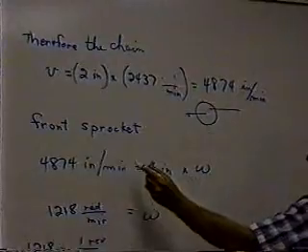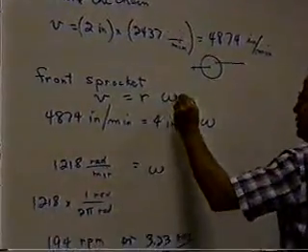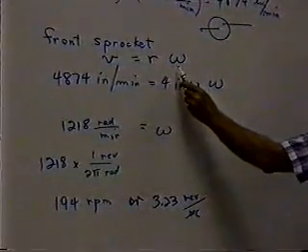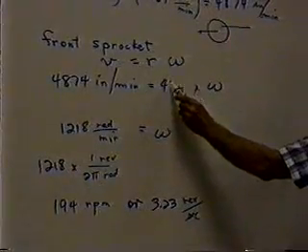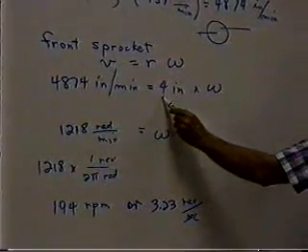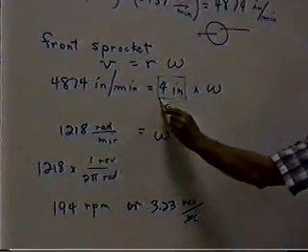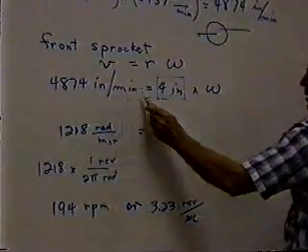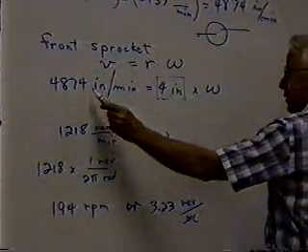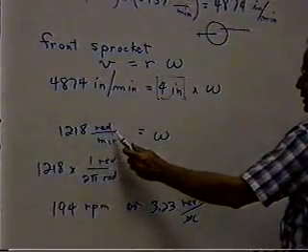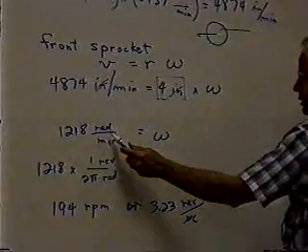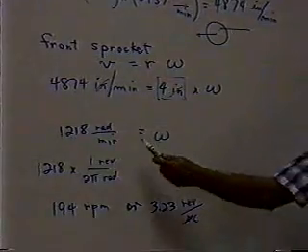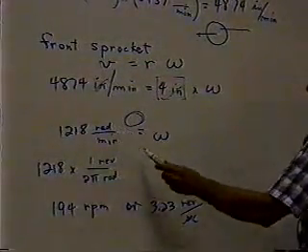So now let's go down and put linear velocity is equal to R times omega of the front sprocket. The front sprocket is 8 diameter, so it's 4 inches radius, and this is 4,874 inches per minute. If I divide that into that, I get 1,218, no units, no words, so that's radians per minute. So the front sprocket is traveling this fast around, so many radians per minute.